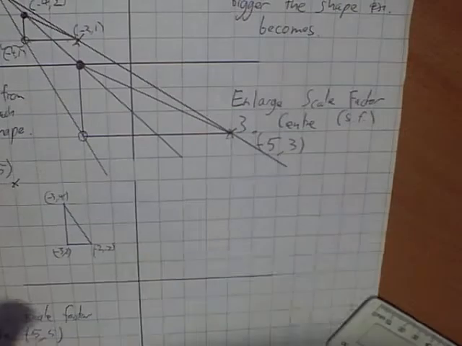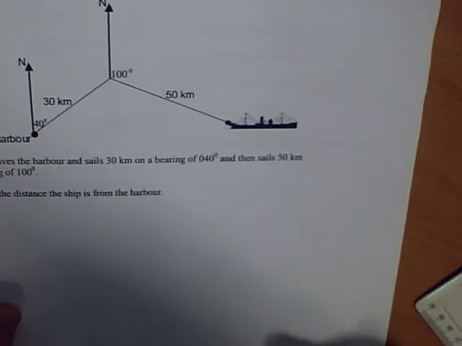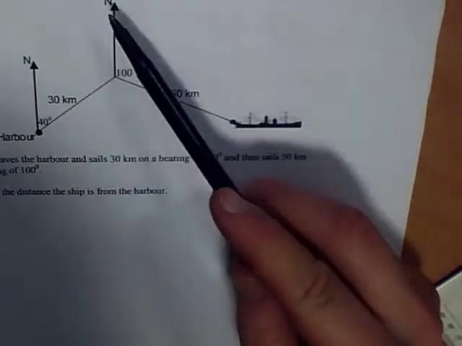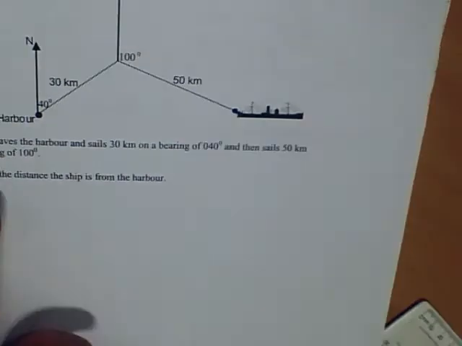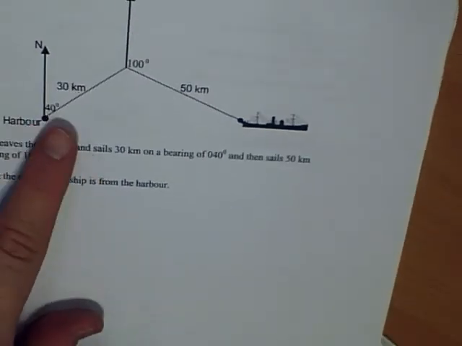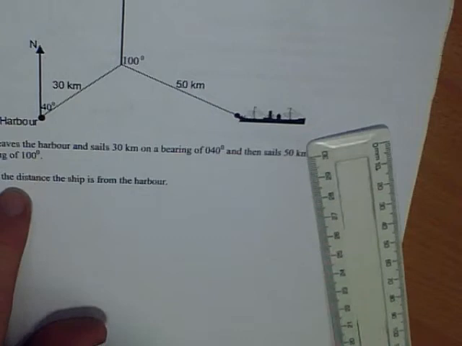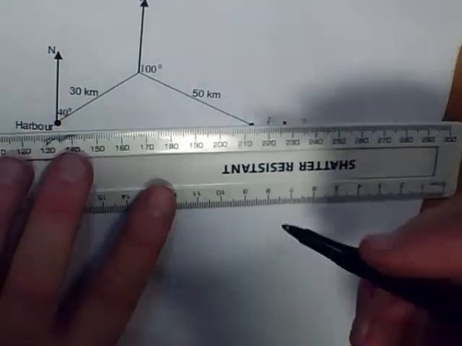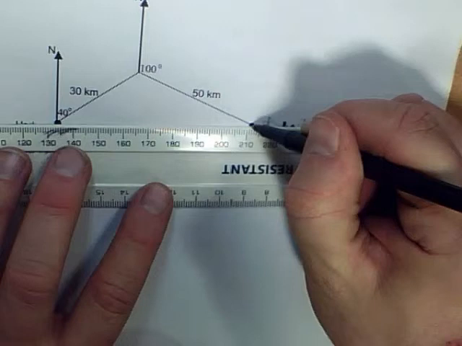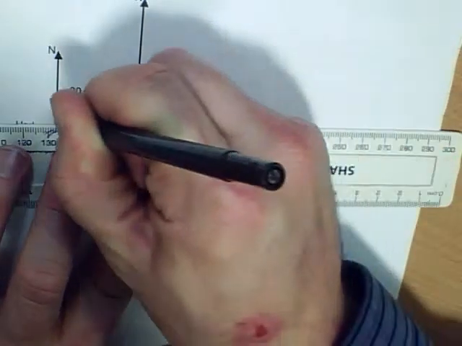Okay, let's have a look at a couple more of these trigonometry problem-solving type questions. The sketch below shows the journey of a ship from a harbour. The ship leaves the harbour and sails 30 kilometres on a bearing of 40 degrees, then 50 kilometres on a bearing of 100 degrees. Calculate how far the ship is from the harbour. So I'm going to draw in again what I need to find. I need to find that distance.